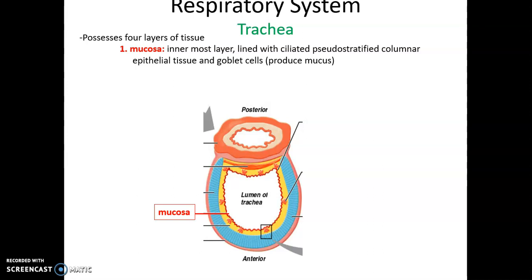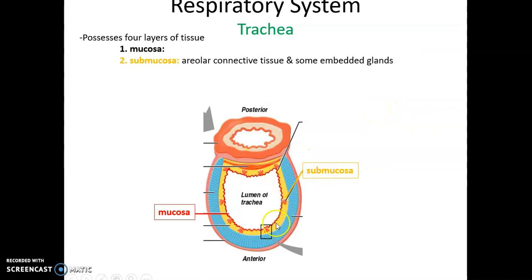The mucosa is lined with ciliated pseudostratified columnar epithelial cells and also goblet cells. The goblet cells producing the mucus of the mucous membrane, the ciliated pseudostratified columnar epithelial cells possessing the cilia that is able to beat and move the mucus toward the larynx and pharynx.